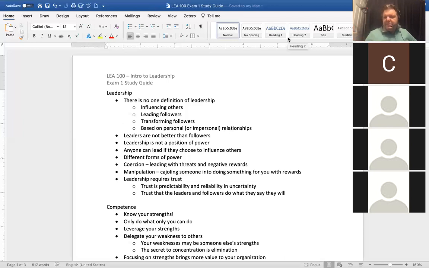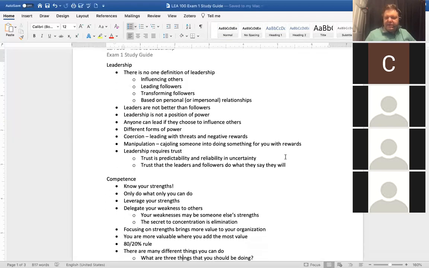Trust that your leaders and the followers will do what they say they will. So that integrity, we talked about that. Showing up where you say you're going to show up and following through, doing what you say you're going to do. So that was our first chapter. Then we talked about the 5 C's, which was Andy Stanley's Next Generation Leaders.